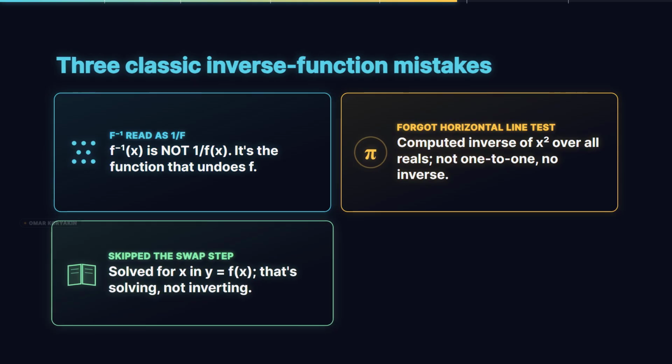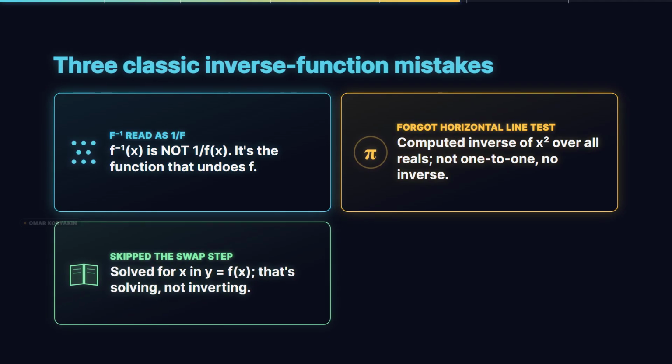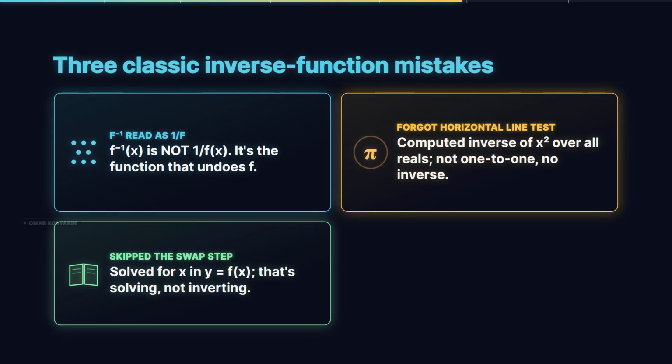The fix is to always perform the swap step explicitly: write y equals f of x, then replace every x with y and every y with x, then solve for y. The swap is the structural step that produces the inverse rather than just an algebraic rearrangement of the original.